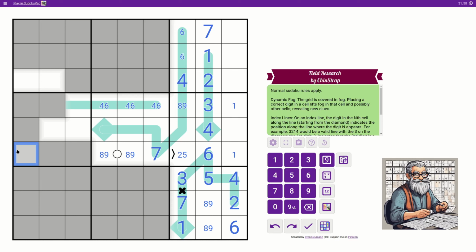So this has to be 3. Correct. Oh, and it's the start, so this is 1. Correct as well.